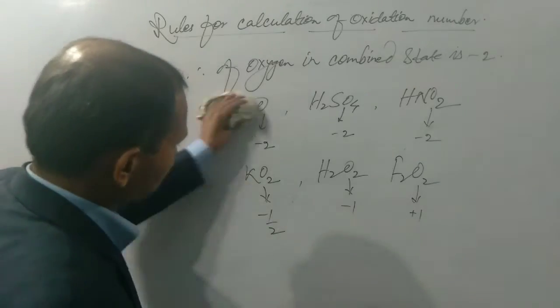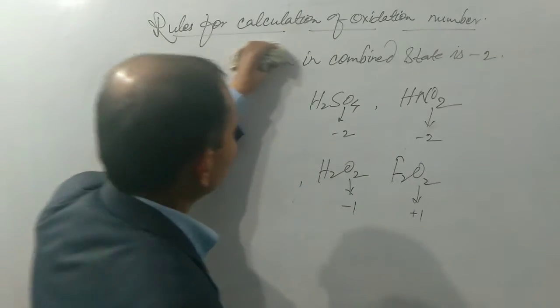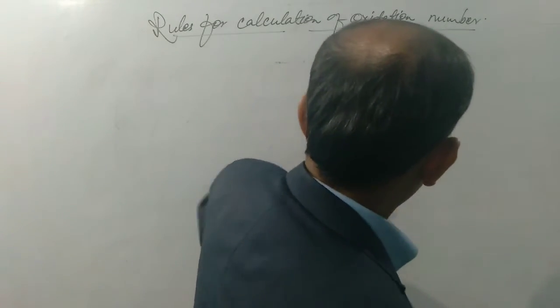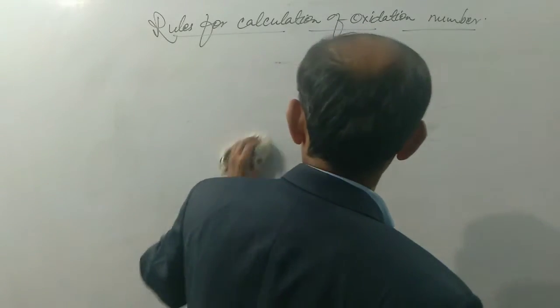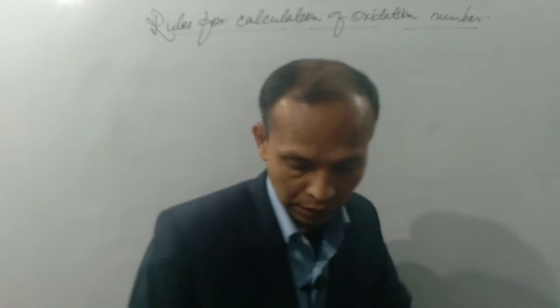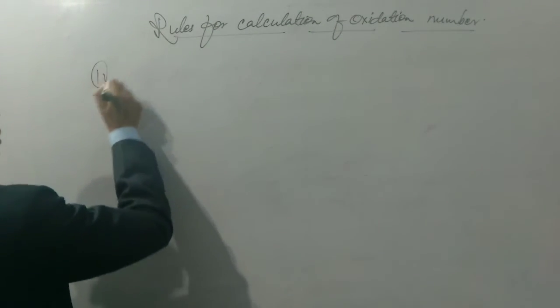Another rule tells us that the oxidation number of any ion is equal to the charge present on it. This is the fourth rule to calculate the oxidation state or oxidation number of any element.